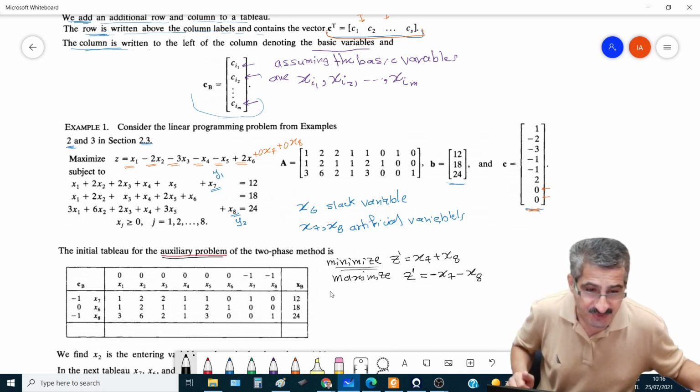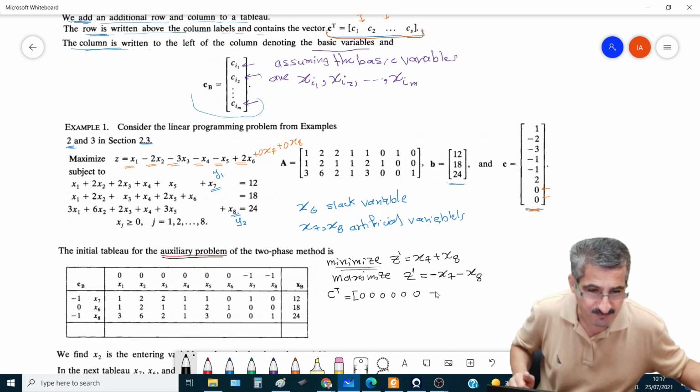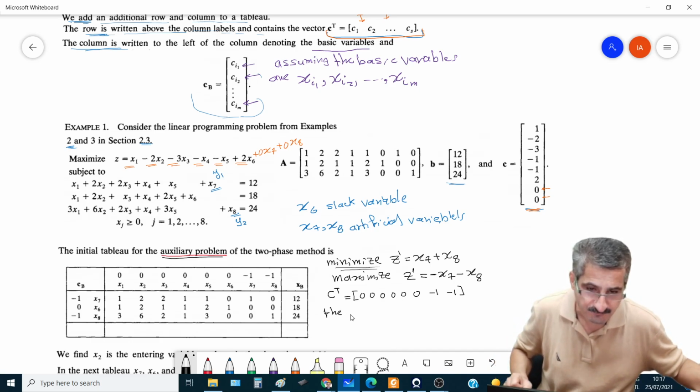So the cost vector, with a transpose, is given by 0, 0, 0, 0, two more zeros, -1, -1. Good. This is the cost vector of the objective function of the auxiliary problem.